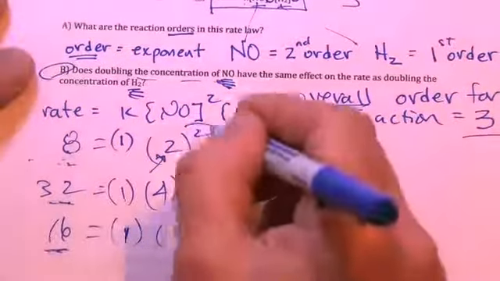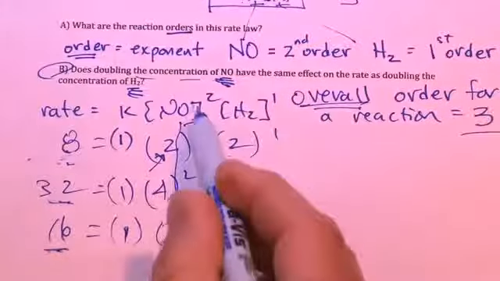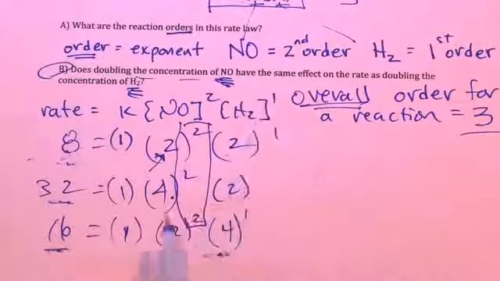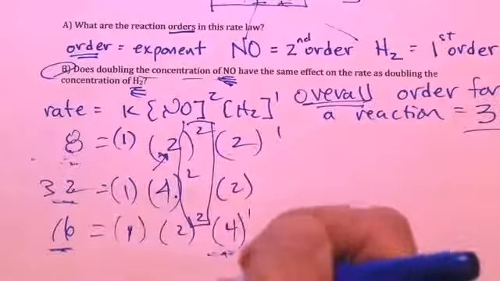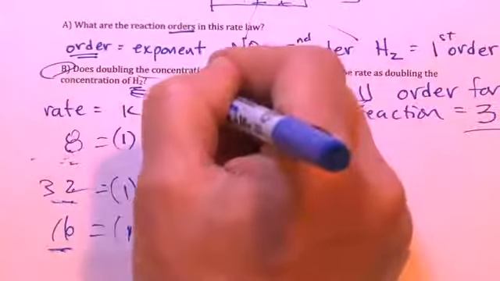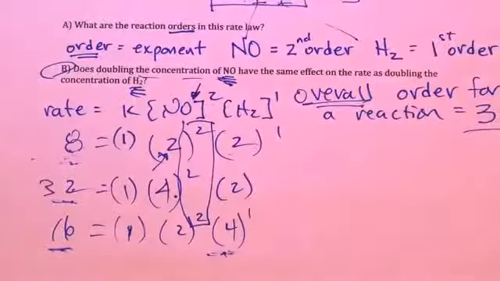And so you can see that by having a square or a second order reactant versus a first order reactant, you can speed up the reaction considerably more, or have a much faster rate by doubling or increasing the one that has a square to it, which mathematically probably makes sense to a lot of you.